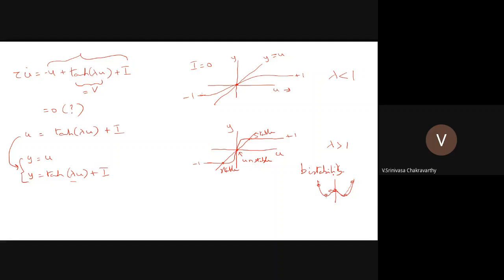Now, this is for I equals 0. Now if you vary I, let me make some space here.